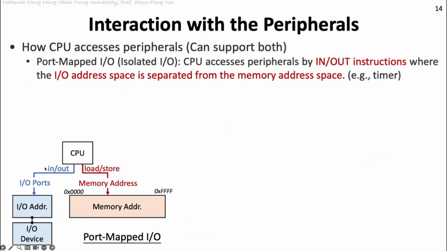So the CPU needs to support these in and out instructions to access the I/O device if it is going to access the I/O device in a different address space. Usually this case is used for devices like timers and interrupt controllers, this kind of low bandwidth device. Because if you are going to do this, you need extra complex management for these in and out instructions.